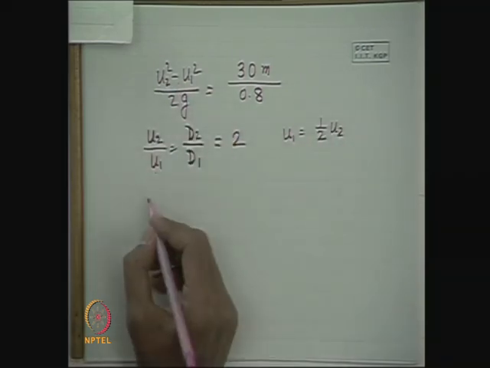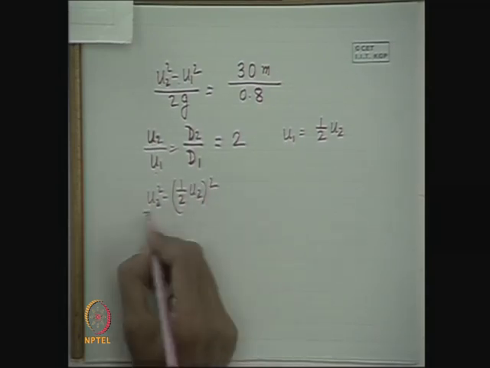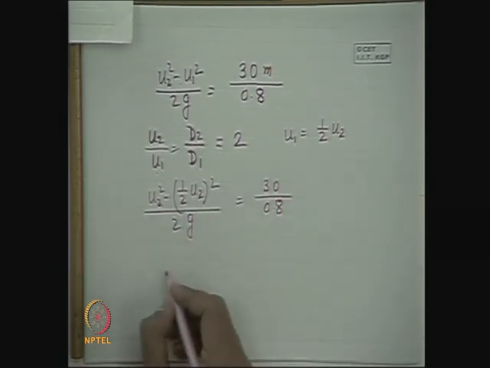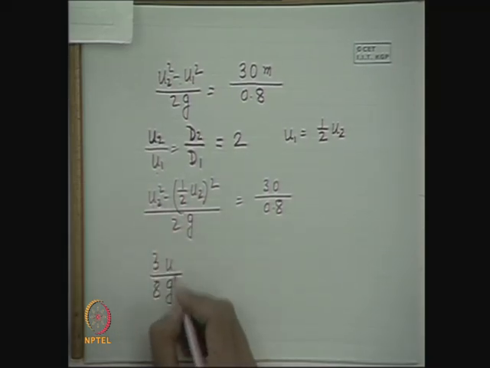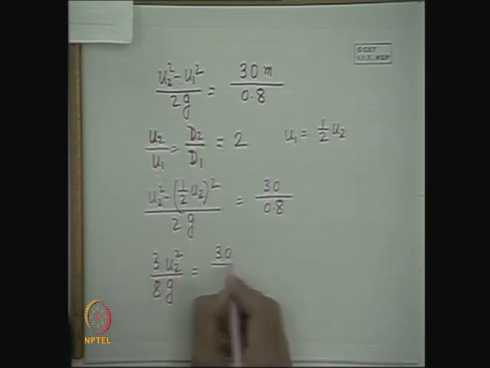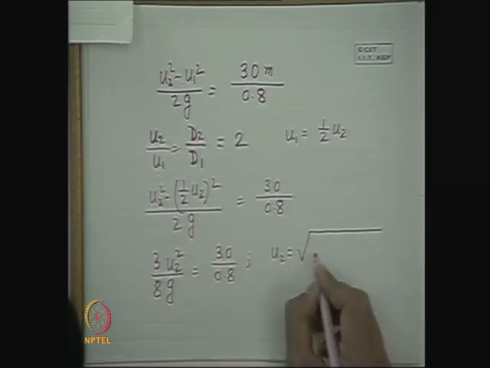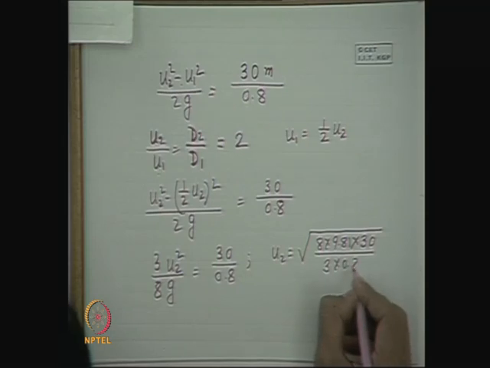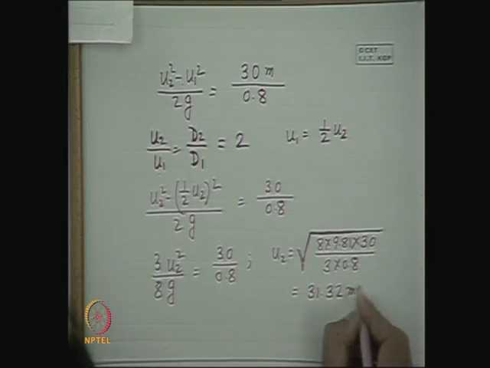So, if you substitute this, then we get (U2 square minus (half U2) whole square) divided by 2g, very simple, equal to 30 by 0.8, from which you get 3 by 4 ... U2 square by 2g equal to 30 by 0.8, which gives U2 is equal to the root over 8 into g, that is 9.81, into 30, divided by 3 into 0.8, under root, which, if you calculate, is 31.32 meter per second.